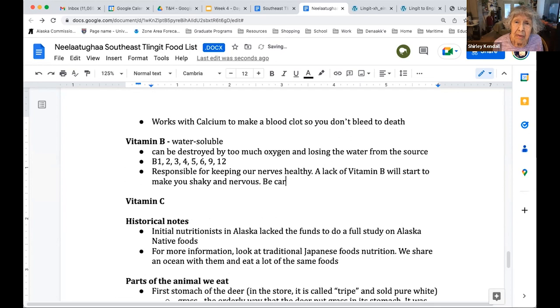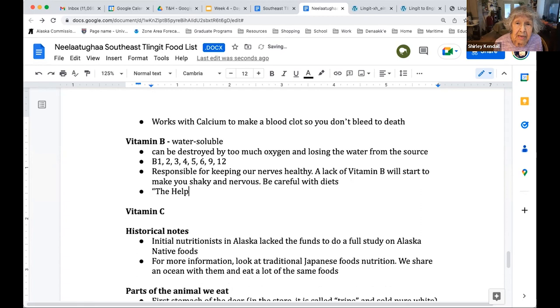The B vitamins are called the helper vitamins. It helps in so many different ways that I can't even go over them, because if I took B1, B2 all the way up to 12, it would take the rest of the day. But I guess I want to point out that the helper, or I tend to call it the feel-good vitamins, really is important for that source.